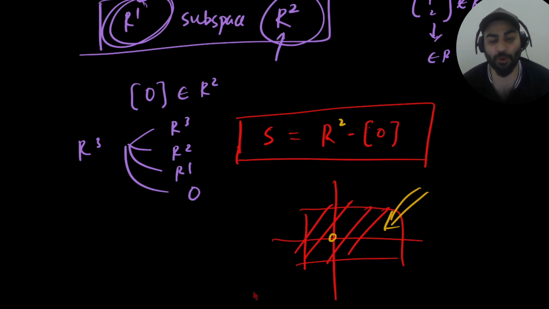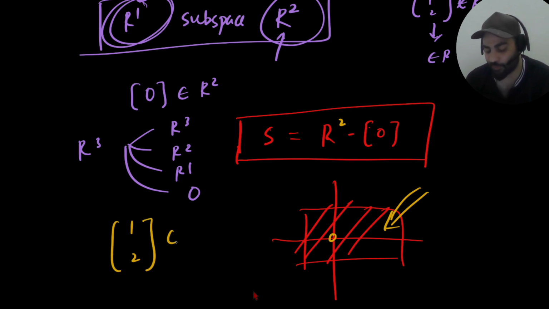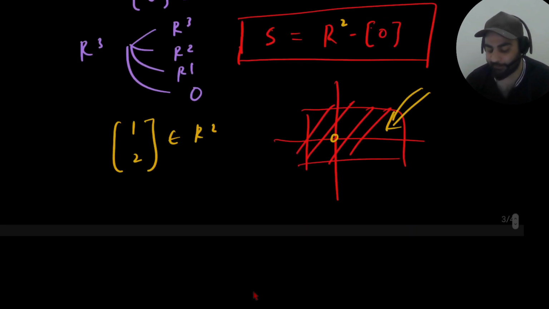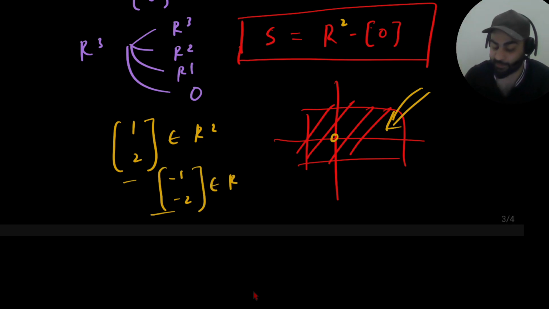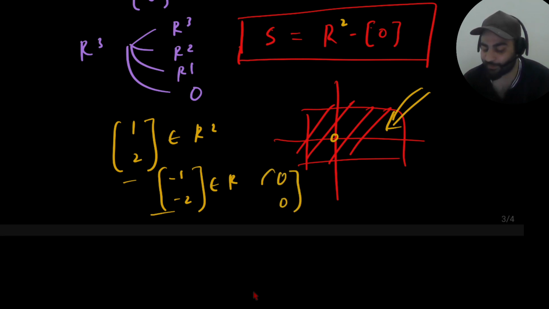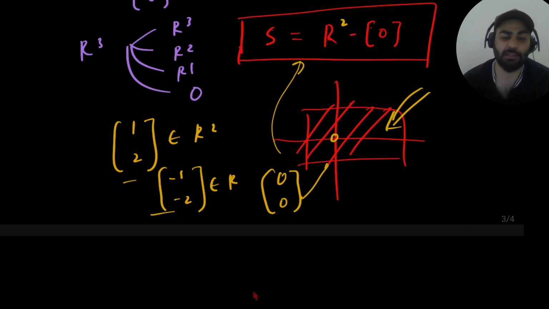But you have to check for the properties. Let's suppose I take a vector 1 2. You know that belongs to R2. Now I'll take a vector -1 -2. What I told you is that if you add these vectors together, that vector should also belong to this. So here we got the 0 0 vector, and that does not belong to this S. Did you get my point? Yes sir. So is it a subspace of R2 now? No sir, it is not.